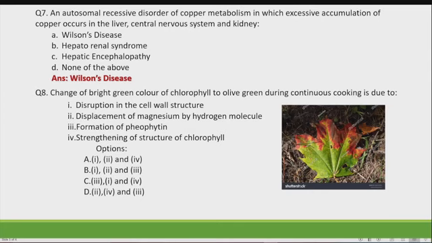So when the chlorophyll is rich, it will be in a thick green color. When the chlorophyll is undergoing change, they will turn to olive green color, and later on further drying they will become brown in color. So this is due to the conversion of chlorophyll to pheophytin. Now the answer is B, that is 1, 2 and 3 are the reasons.